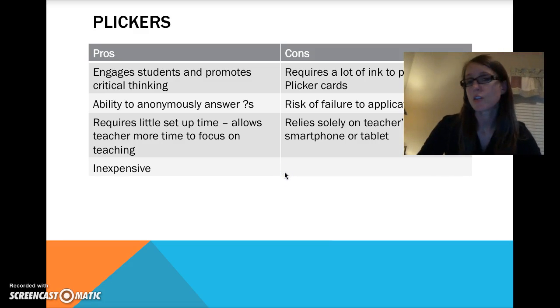Also, the application could fail. It's technology. It's not always going to work. So it also relies solely on the teacher's smartphone or tablet. So if they forget their tablet or smartphone or the battery dies, that could be a problem.